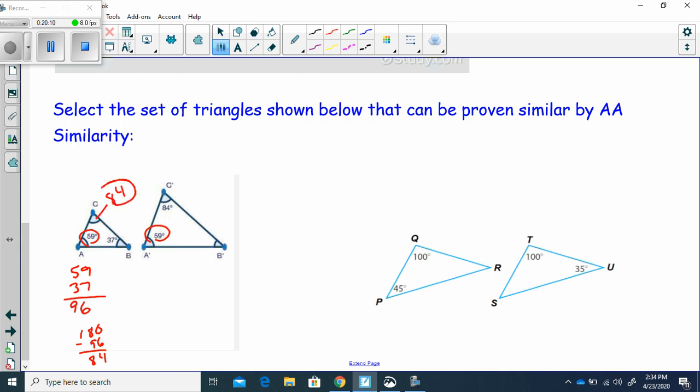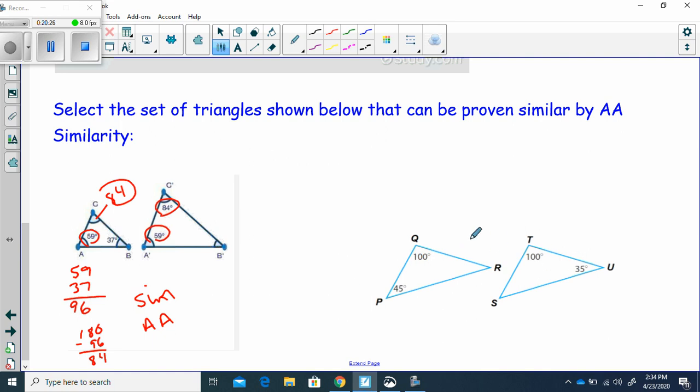Look, I've got two angles that are corresponding, two sets of angles that are corresponding. I can go through and figure it out. This would be 37. So these two I can prove similar by angle similarity.